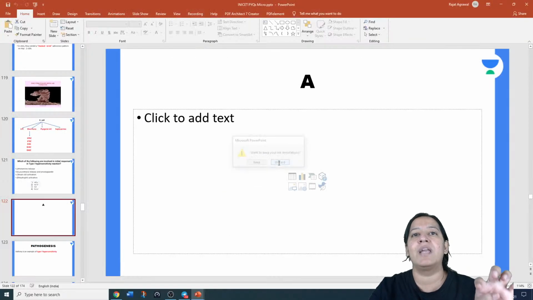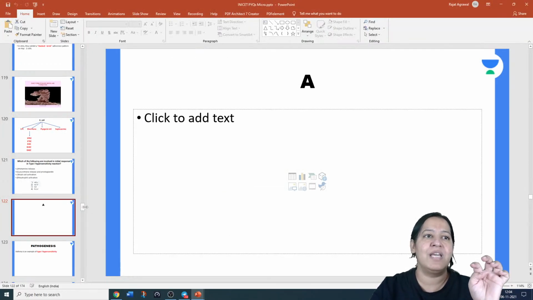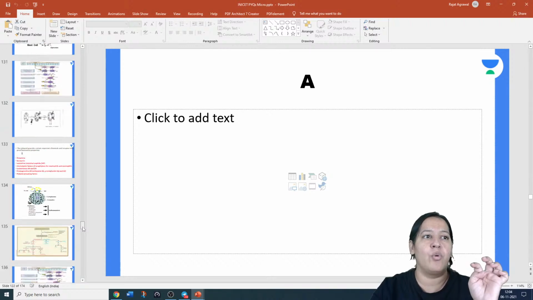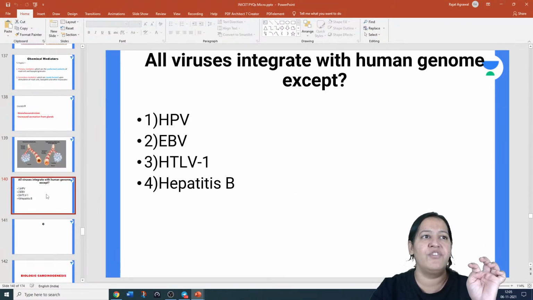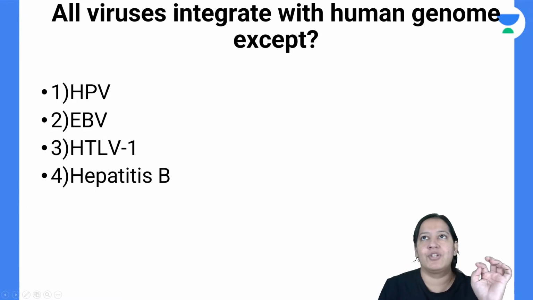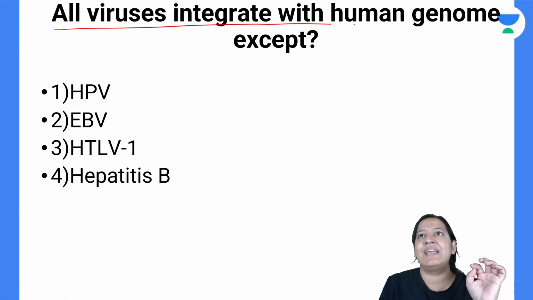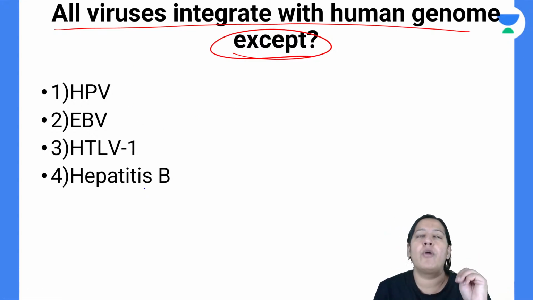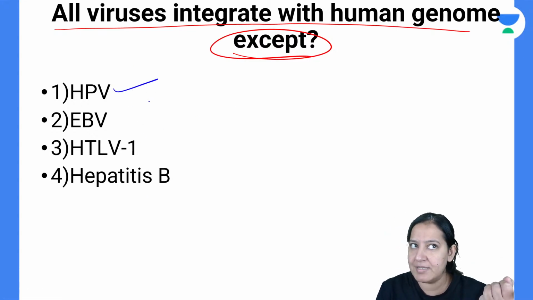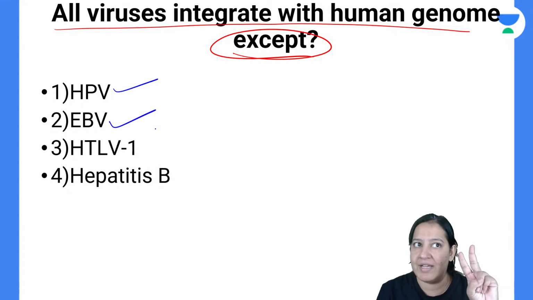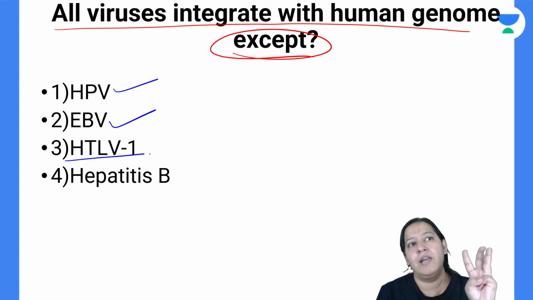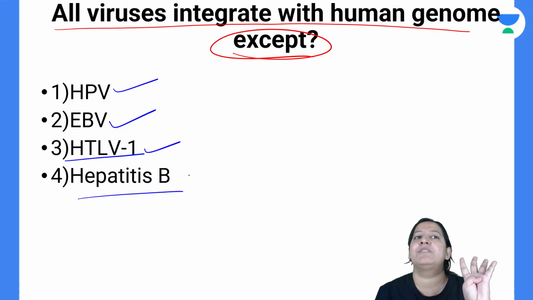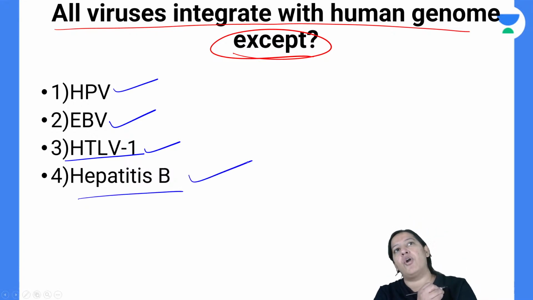Let me move to the next question, a previous year question from INICET microbiology. So this is the next question in front of you. Read it. It is from virology. All these viruses can integrate with the human genome except. The options are human papilloma virus, HPV, Epstein-Barr virus, EBV, human T cell lymphotropic virus, HTLV, or hepatitis B virus, HBV. Which among the following does not integrate with the human genome?